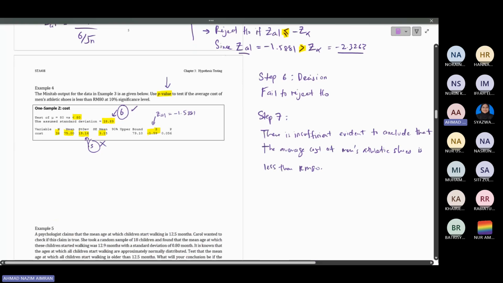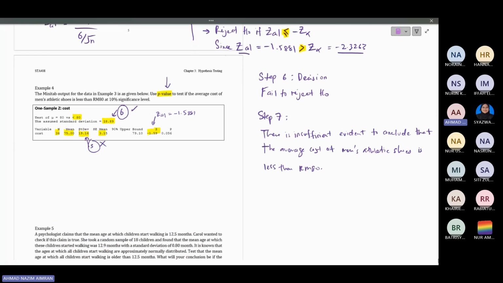To use the p-value, you can just repeat the same steps. For example, you can write down the hypothesis first. Step one, hypothesis. So the hypothesis is H null: mean is equal to RM 80 ringgit, and alternative hypothesis: mean is less than RM 80 ringgit. Less than. Follow what is used in the output.